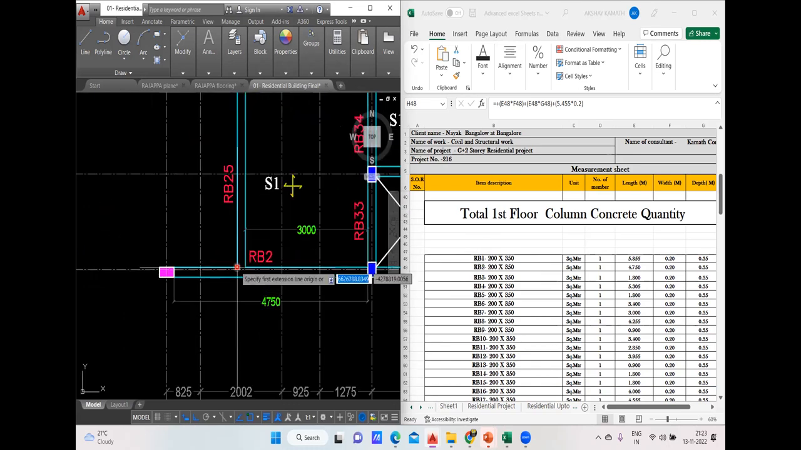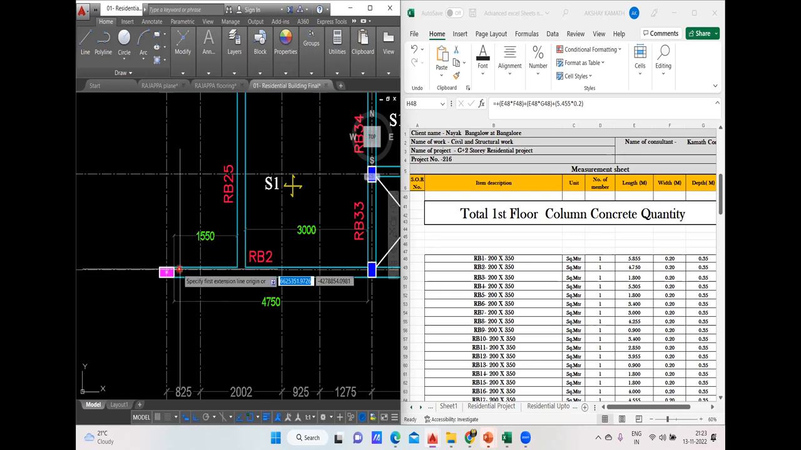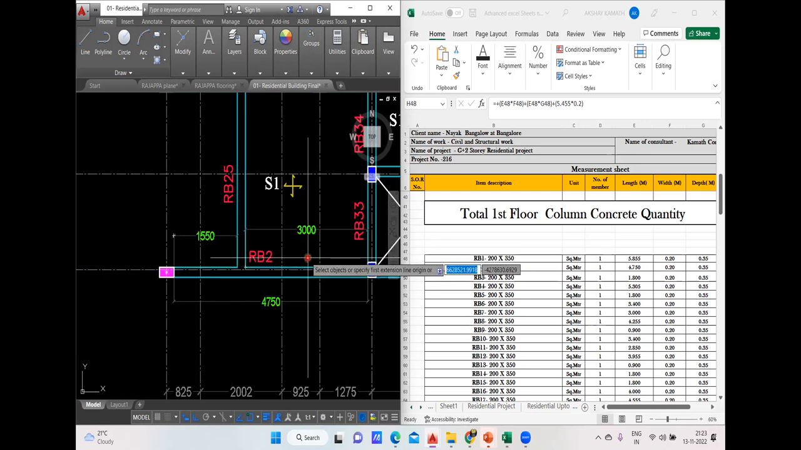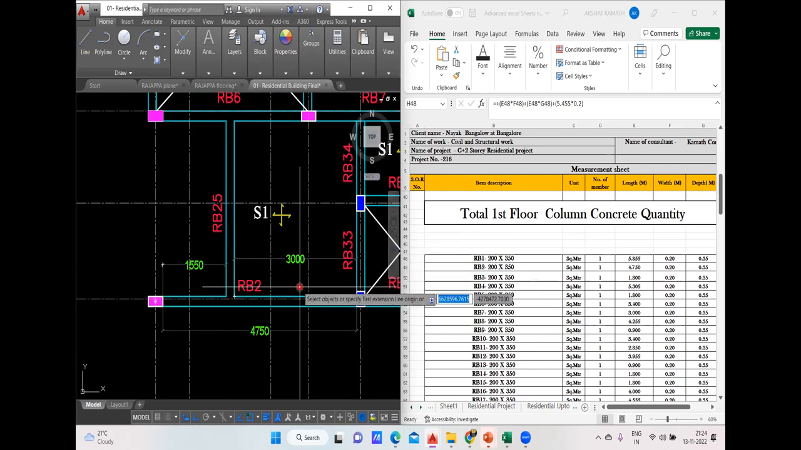So you take this length separately. Then you can say 1550 into outside shuttering, this becomes my overall depth. So for RB2, again you multiply this by 0.35, and when you come to the inner, you take this 3000 into the overall depth, that is 350 minus the slab thickness. If you do, you'll get the total centering quantity, I mean the total shuttering quantity.